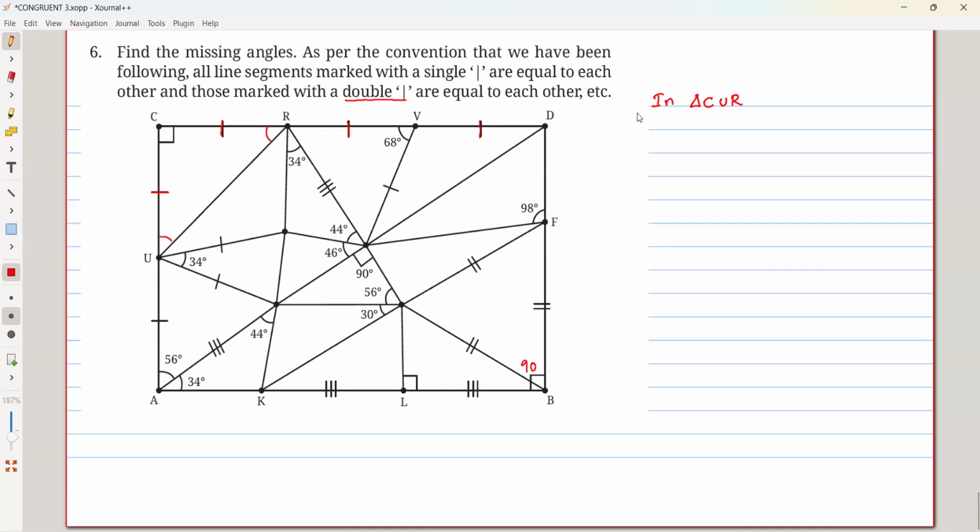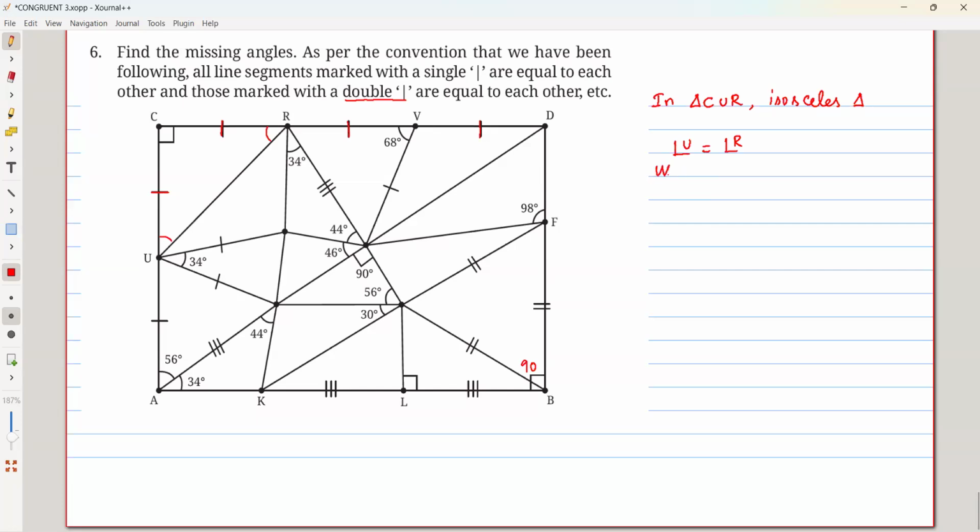Okay, so CUR is an isosceles triangle. If it's an isosceles triangle, I can just take it as angle U is equal to angle R. Both are equal. Now using the angle sum property, right?